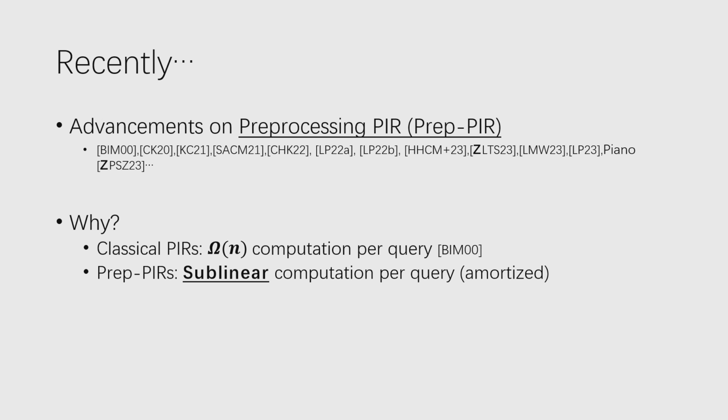And in fact, there are numerous lower bounds showing that the computation per query has to be linear in the size of the database, which means that for every single query, the server is going to scan over the whole database just to answer that single query, which is very, very costly. But in the pre-processing PIR model, we can indeed achieve sublinear computation per query after amortization.